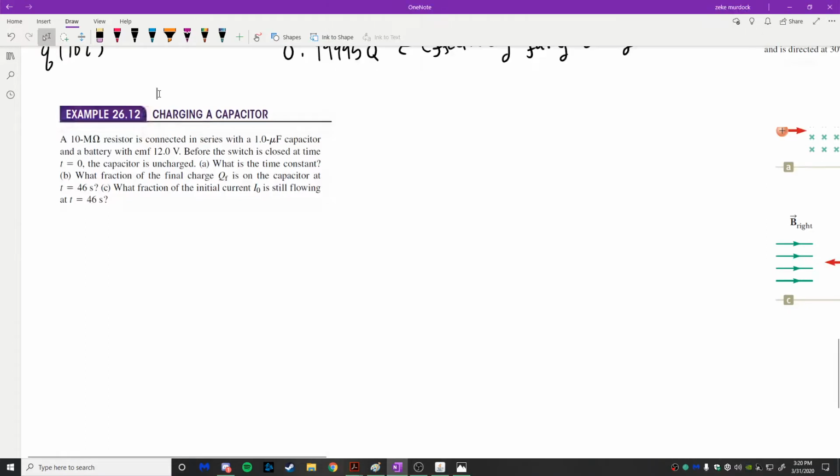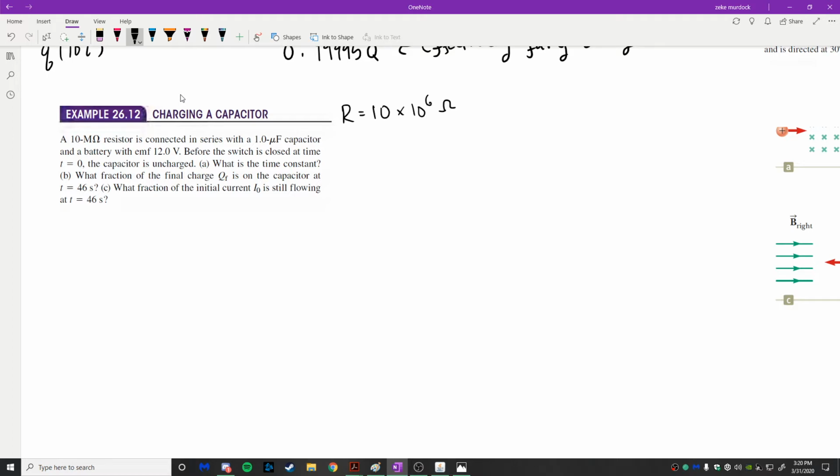All right, so this is the second hour of Physics 1C for March 31st, and we're solving this problem right here. It's a 10 megaohm resistor connected in series with a 1 microfarad capacitor and a battery with an EMF of 12 volts. We can write down all that information right over here. We can say we've got a resistance R that's equal to 10 megaohms. 10 megaohms is 10 times 10 to the 6 ohms.